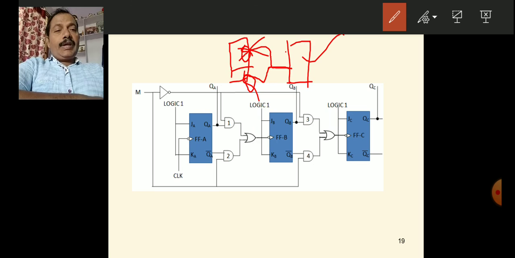Hence, observe here, the Q outputs are connected through the upper AND gates and OR gate, going as the clock input of the next flip flop. This is for the purpose of up counting.